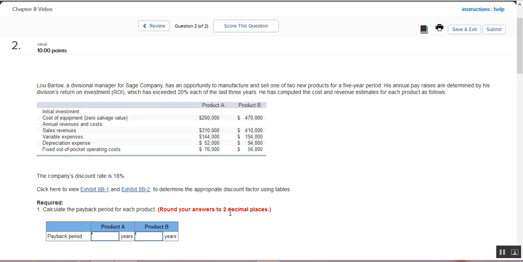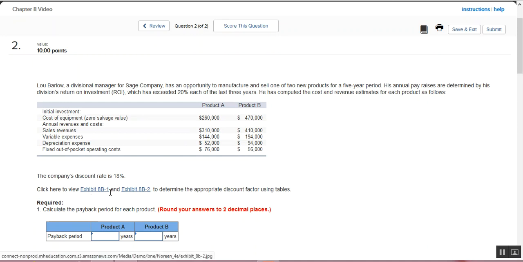This problem says Lou Barlow, a division manager for Sage Company, has an opportunity to manufacture and sell one of two new products for a 5-year period. His annual pay raises are determined by his division's return on investment, which has exceeded 20% each of the last 3 years. He has computed the cost and revenue estimates for each product as follows. We have some information on product A and B, and it says the company's discount rate is 18%.